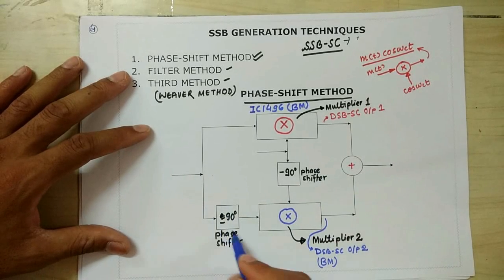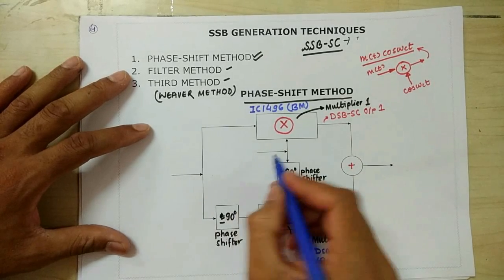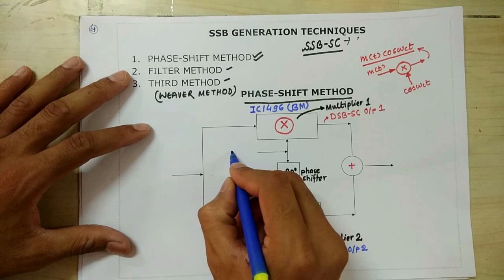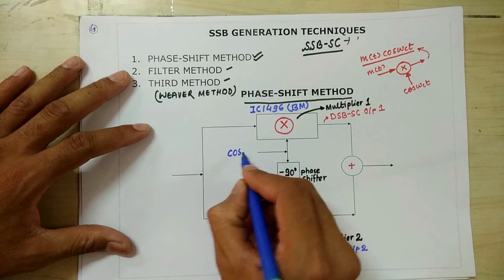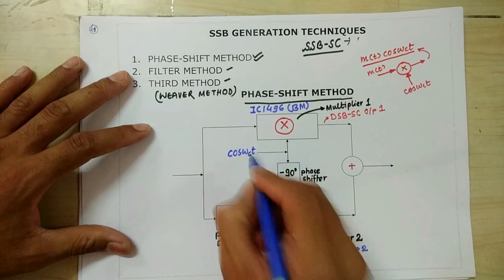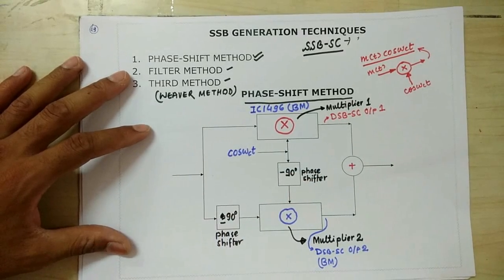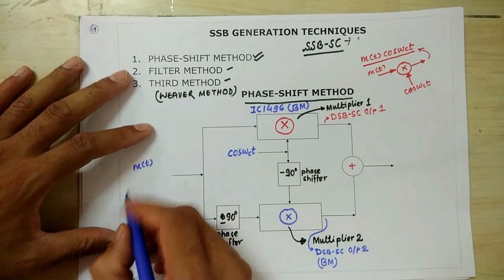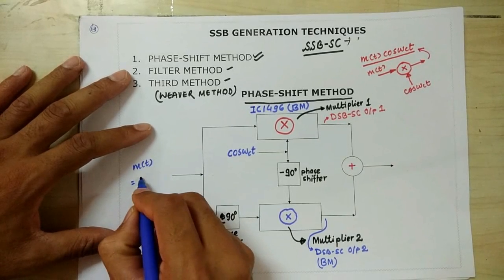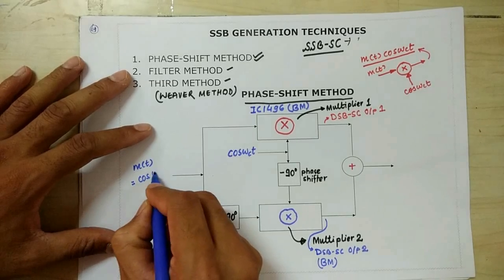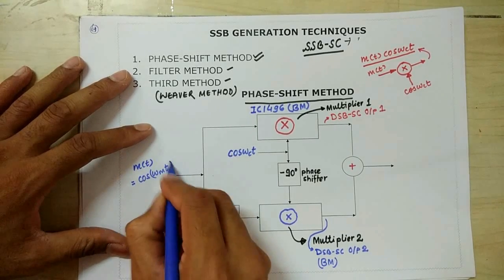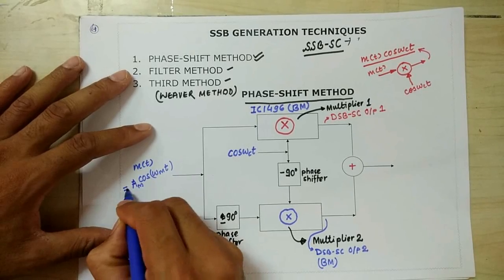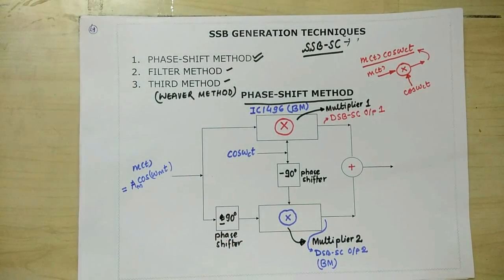Same here, we also have this minus 90 degree phase shifter. Here we are going to apply the carrier signal, which is cos omega c t. This is my carrier signal. The message signal is m of t, which in the sinusoid case is equal to cos omega m t. You can take the amplitude as Am. So this is my message signal.